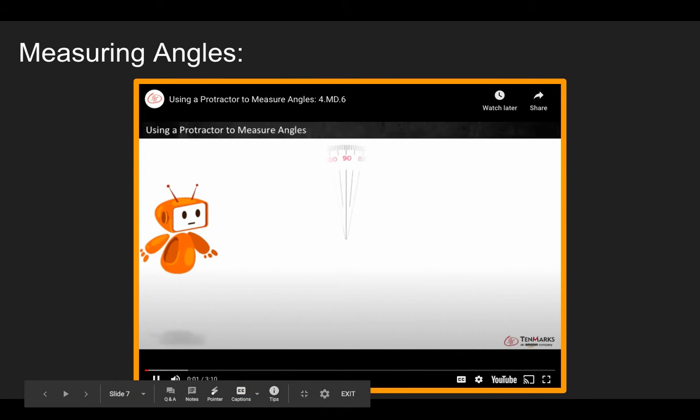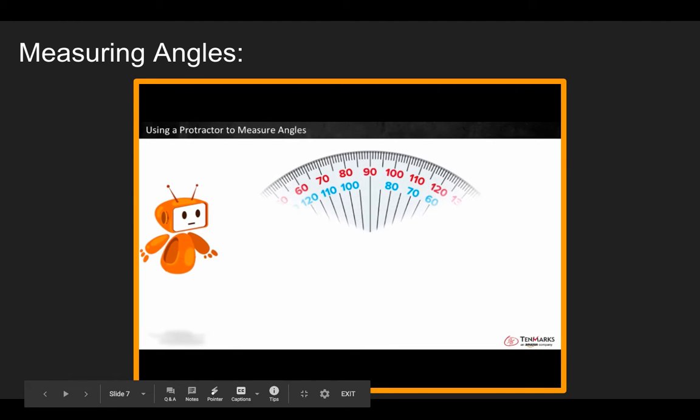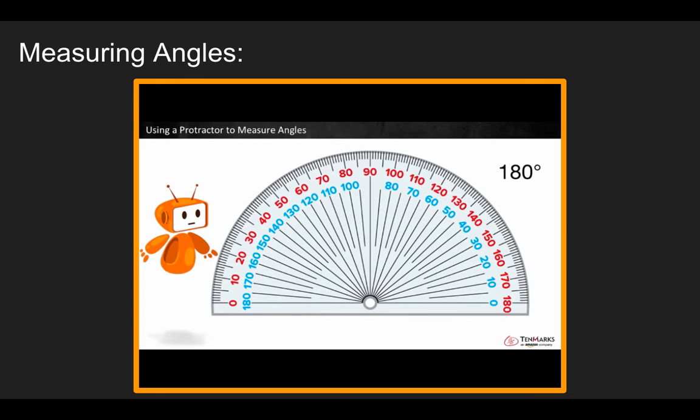You can use a protractor to measure angles. This full circle protractor is 360 degrees. A standard protractor is half a circle. There are 2 sets of numbers. The red counts one direction and the blue counts the other. So it is 180 degrees. There are 90 degrees in a square corner and 45 degrees in half a square corner.